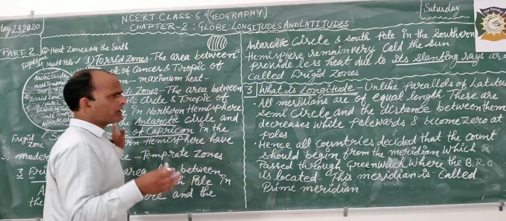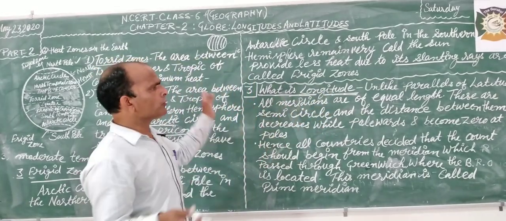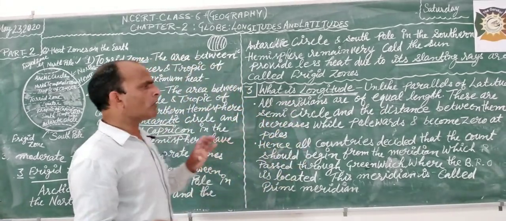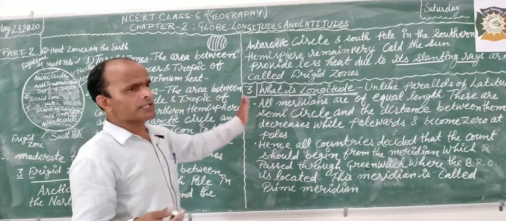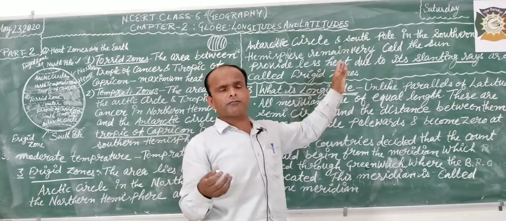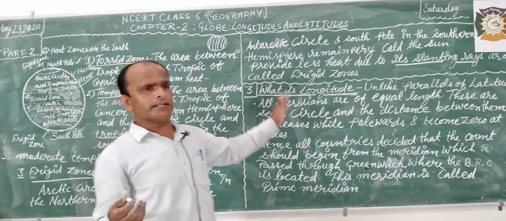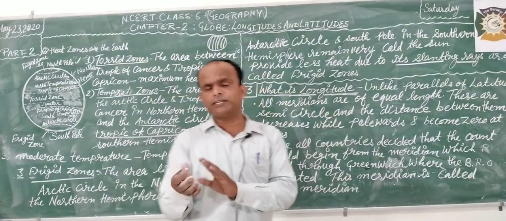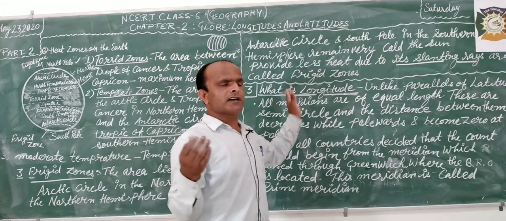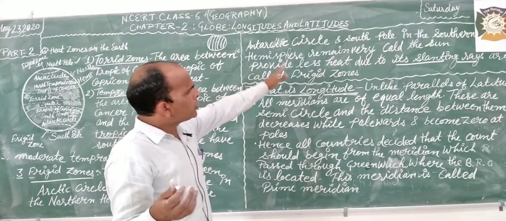Latitudes are not enough to know the precise location of any place. Through latitudes we only know the location from south to north, but we also have to know the position from east to west. For this purpose, longitudes are necessary. They become very important for that. Longitudes are always measured in degrees, and further divided into minutes and seconds.